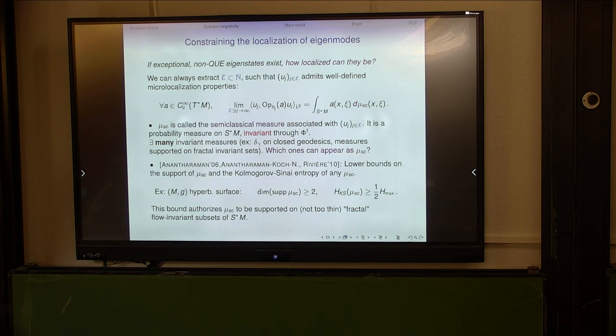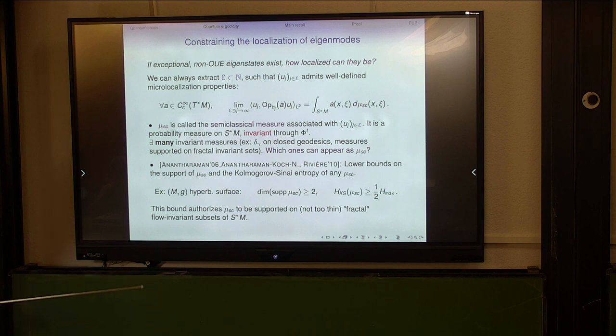And so the question is: among all these invariant measures, they are all candidates as limits of eigenmodes, because one can say, why would quantum mechanics restrict the set of possible long-time behaviors? And there have been some results in the sense that not all these measures are allowed. The first rigorous result on this was the work of Anantharaman in 2006 or so.